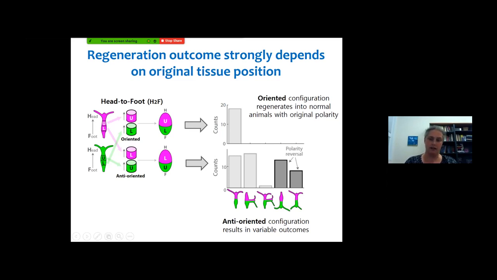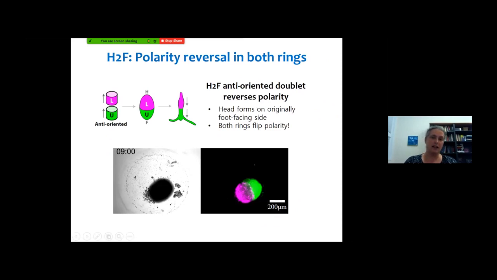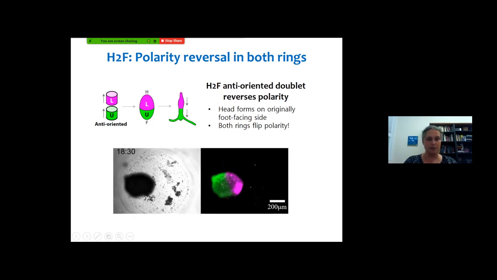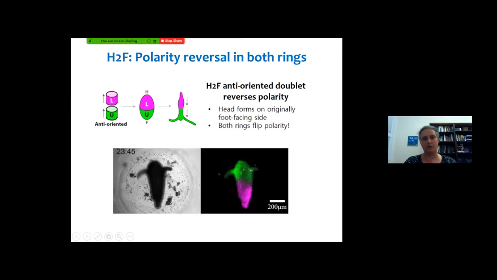So let's focus on this configuration. We have our rings, and what we see is that in this case, the system chooses to grow its head from the foot-facing side and flip polarity in both of the rings. So rather than grow along its easy axis and grow a head from the originally head-facing sides, it flips both rings, and we have a head growing from originally foot-facing sides. These experiments indicate that the polarity is labile, it can be changed, and they also demonstrate the importance of the original location along the body axis of the animal.